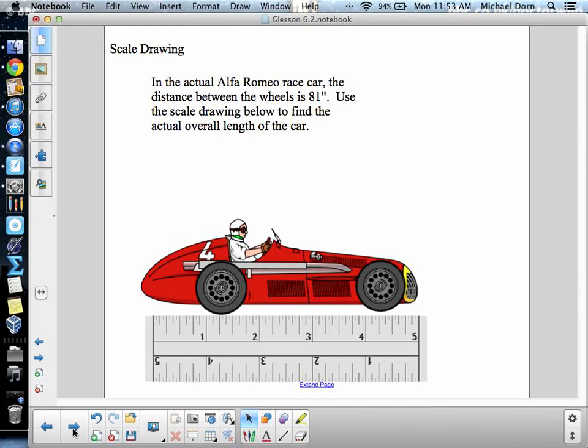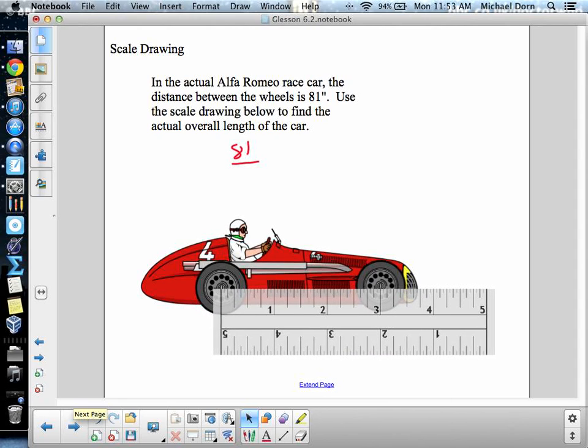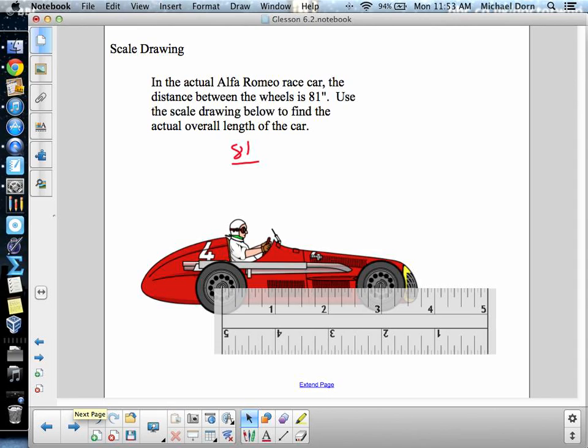Another application of this is scale drawing. So it says in an actual Alfa Romeo race car, the distance between the wheels is 81 inches. Use the scale drawing below to find the actual overall length of the car. So distance between the wheels in an actual race car is 81 inches. How far is the distance between the wheels in our drawing? Well, we'll have to measure that. So I've got my ruler, and it looks like dead on 3 inches. Center to center on the wheels is 3 inches. Okay? So that's the actual over the picture.